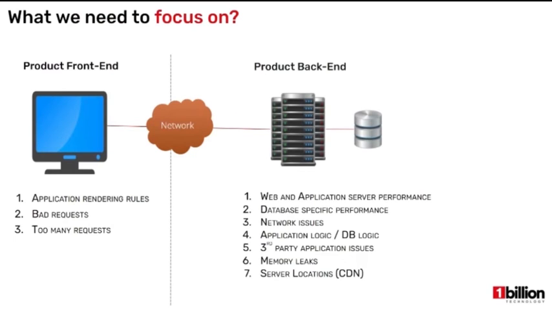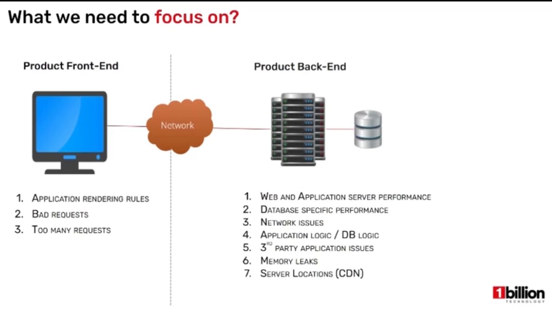And what do we need to focus on? As I told you, we have product front end and product back end. For the product back end, we need to focus on, but not limited to, web and application server performance, database specific performance, network issues, and application logic and DB logic issues. There can also be third-party application issues. If we are dealing with a third party and the third-party application is not working, then it will impact our application. So we consider that as well.